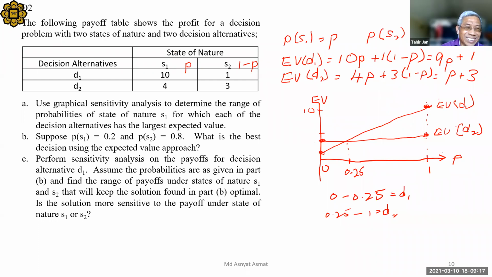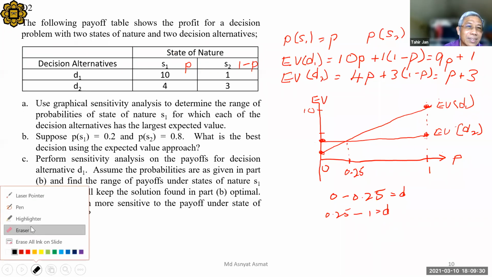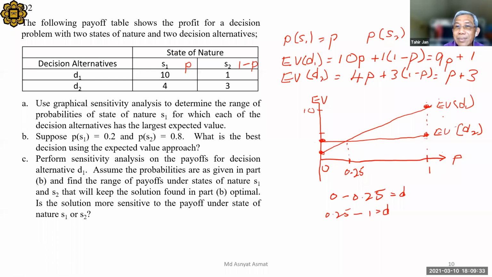So this is not right. Here D2, D1. Good. Okay, now are we okay? We are done with question 1.